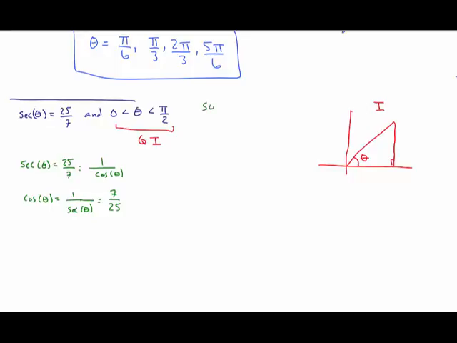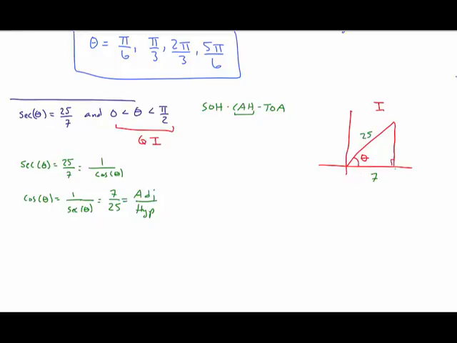Now I'm going to use that idea of SOHCAHTOA. So what I have here is the cosine, which is equal to the adjacent over the hypotenuse on the right triangle I just drew. So adjacent would be this leg right here. It's adjacent to the theta angle. So that would be 7, and the hypotenuse would be a 25. Now because this is a right triangle, I can use Pythagorean's theorem.